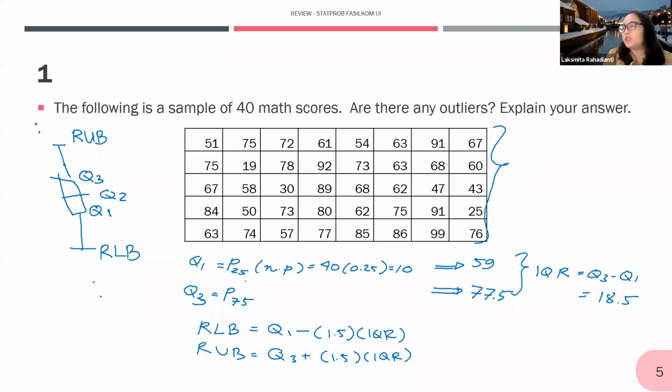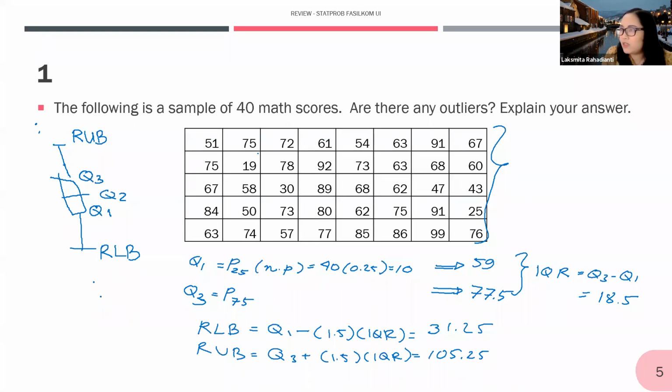Okay, so here we are going to compute the RLB and RUB, which, based on my computation, should be 31.25 and 105.25. Thus any data point that is less than 31.25 and any data point that's larger than 105.25 is an outlier. And here you can see that, do we have any?